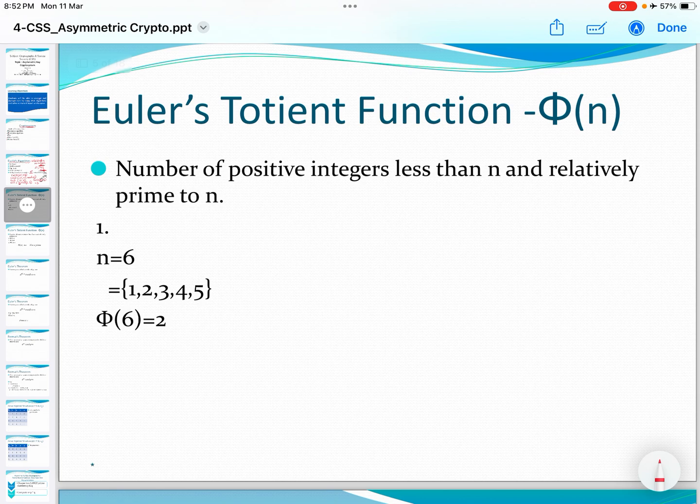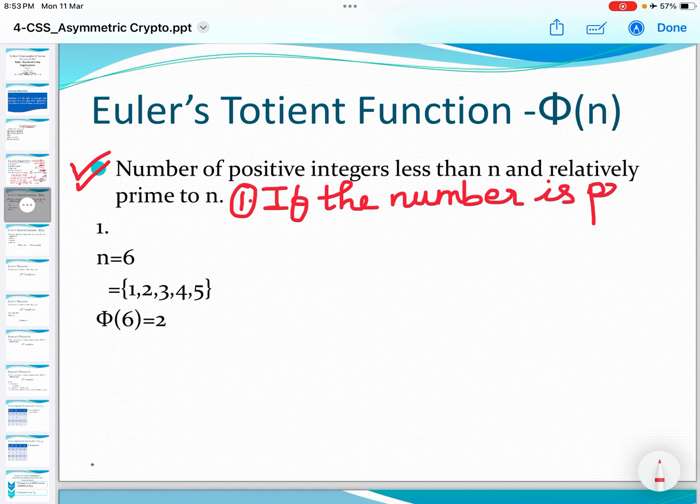Next is Euler's totient function: the number of positive integers less than n and relatively prime to n. In Euler's totient function, there are two rules. Rule number 1 says that if the number is prime, then the formula for the function will be simply n minus 1.